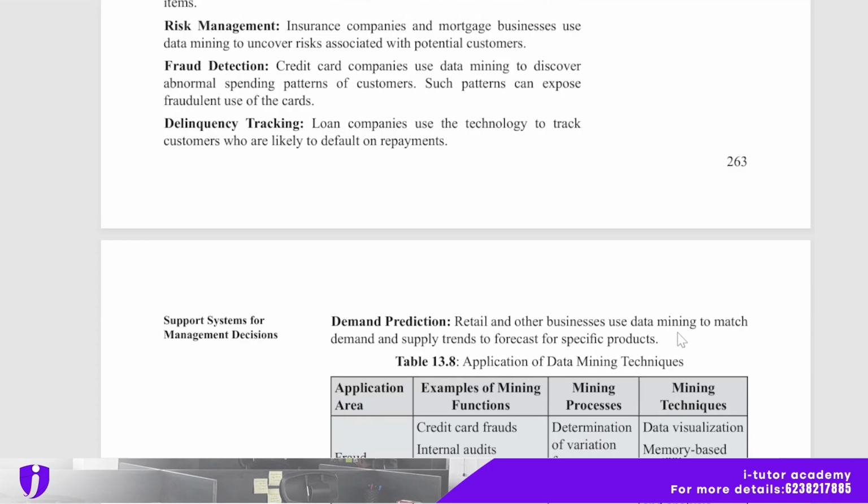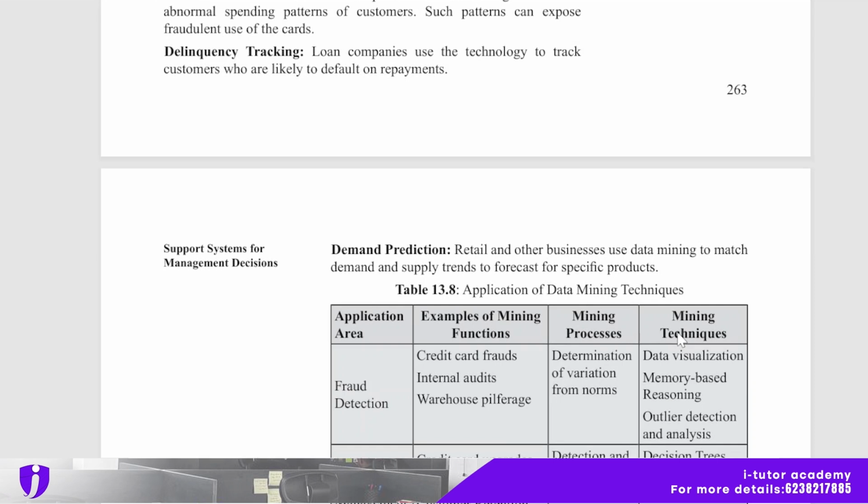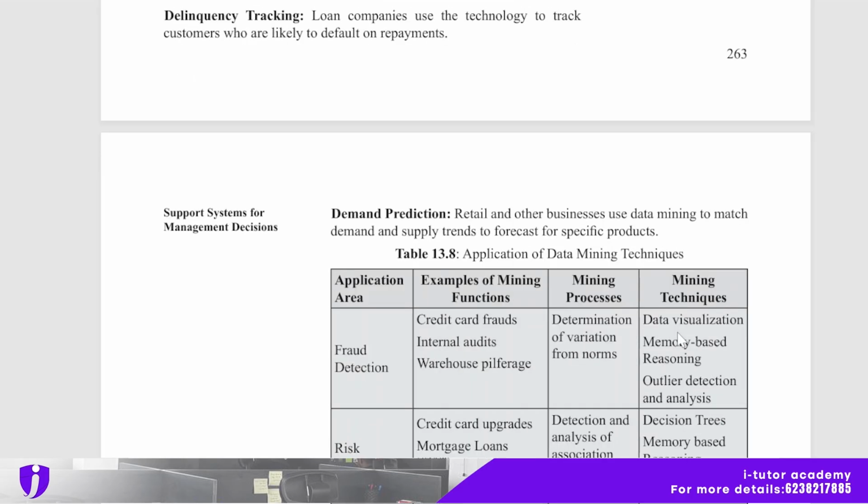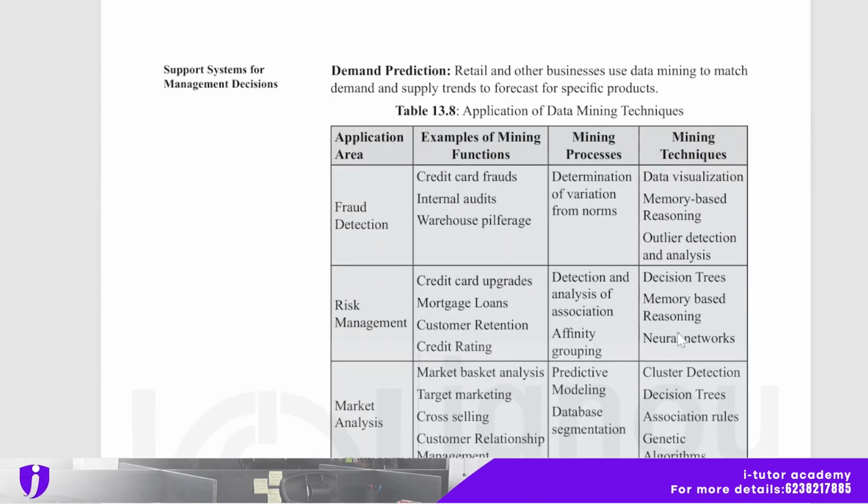Fraud detection. Credit card companies use data mining to discover abnormal spending patterns of customers. Such patterns can expose fraudulent use of the cards. Delinquency tracking. Loan companies use the technology to track customers who are likely to default on repayment. Demand prediction. Retail and other businesses use data mining to match demand and supply trends to forecast for specific products. Table 13.8 is there, showing applications of data mining techniques. Application areas are here, with examples of mining functions, mining processes, and mining techniques.